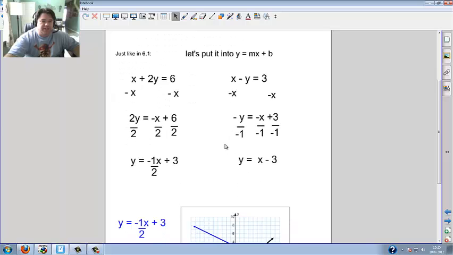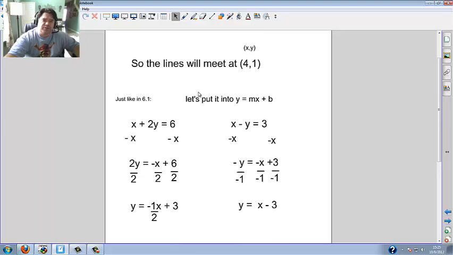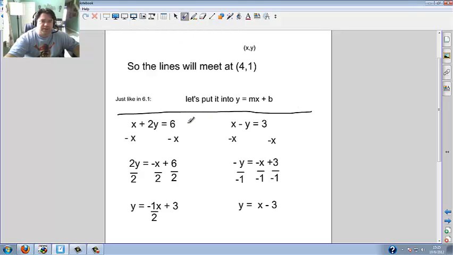Notice how I get, in this case, well, I guess I didn't even do that. I guess what I did here was I just solved for y. So ignore this for a moment. Ignore that. Let's just concentrate on solving for the y equals.